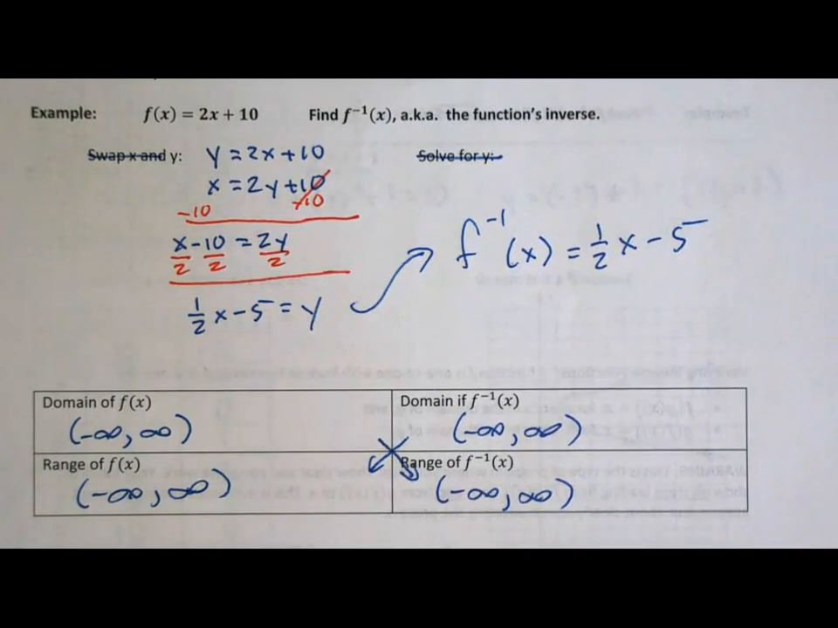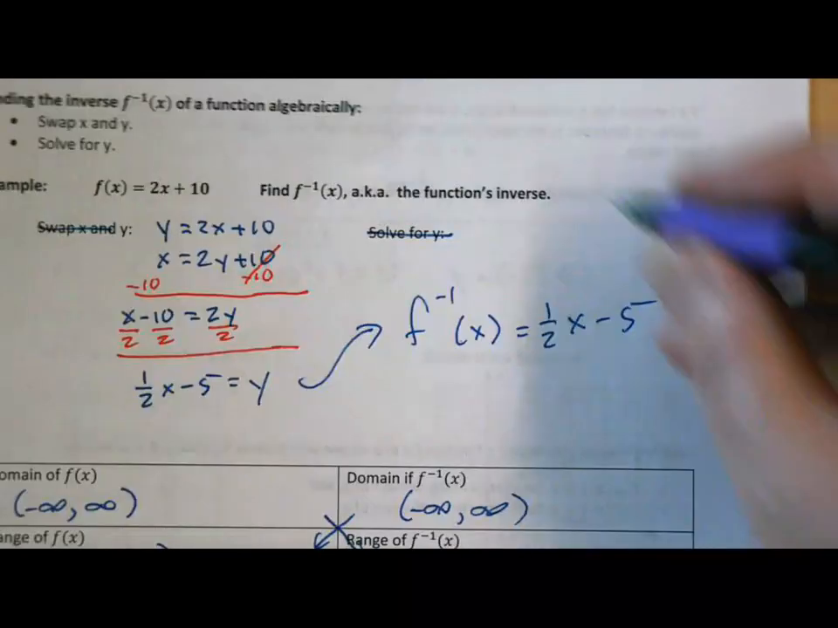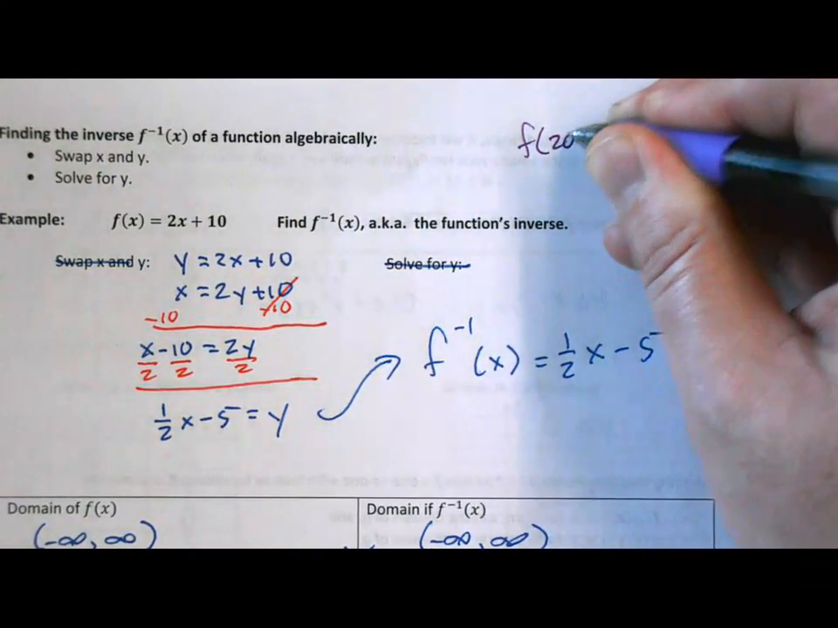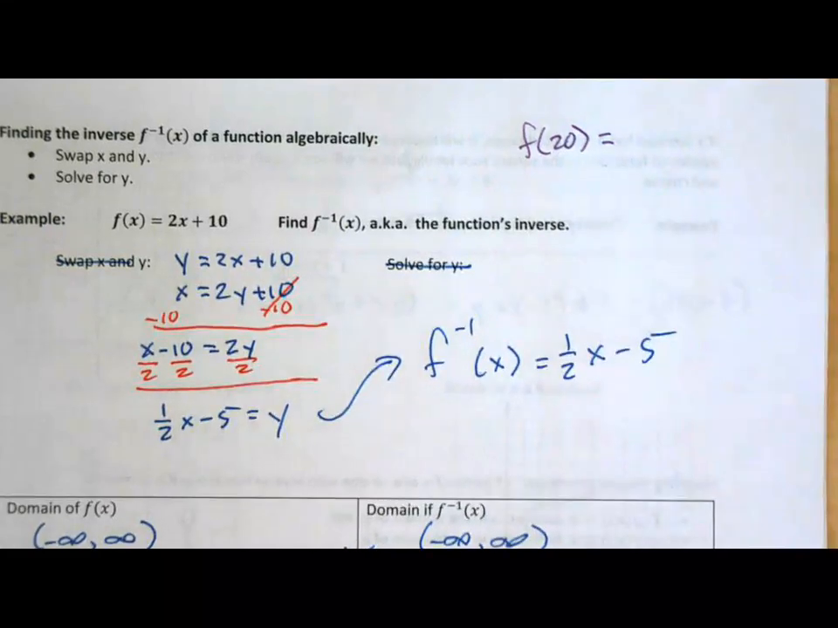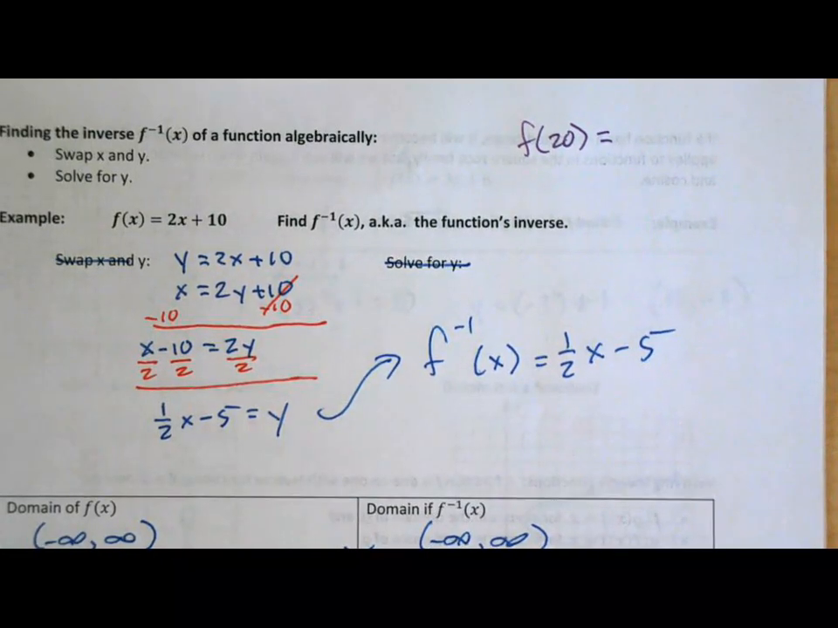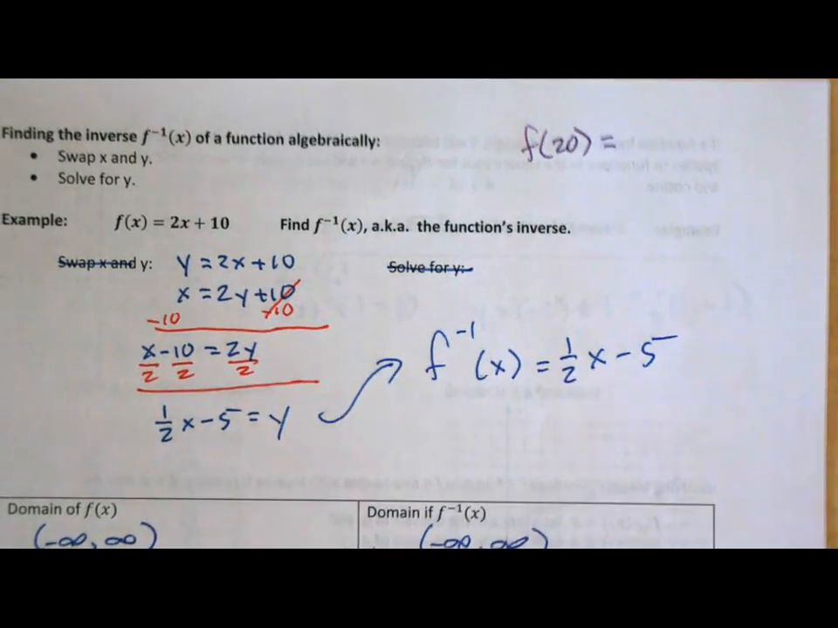All right, got another question, unless somebody has a question for me. I'm doing this off to the side. What is f of 20? I'm asking you for f of 20, so you should be looking at your original function. Can you guys find that pretty quickly? Do the math in your head. What are you getting? 50?